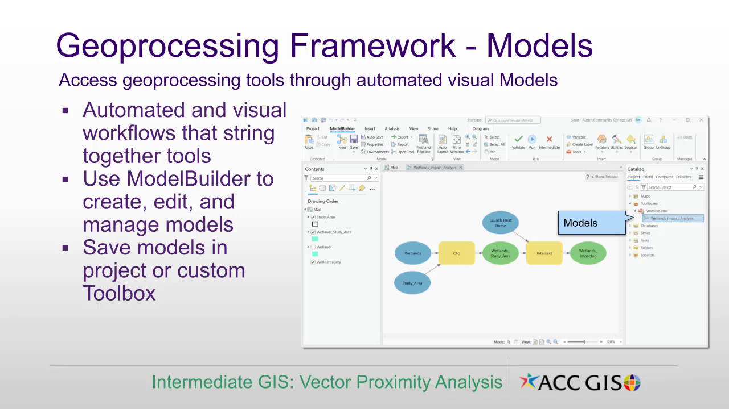In the example on the right, I've taken the clip geoprocess and the intersect geoprocess, and I've connected them so that my clip output, which is the wetland study area, is intersected with launch site to produce the wetlands impacted output layer. And you can see that I've saved my custom model in my custom project toolbox, starbase.atbx, visible in the toolboxes section of the catalog pane.